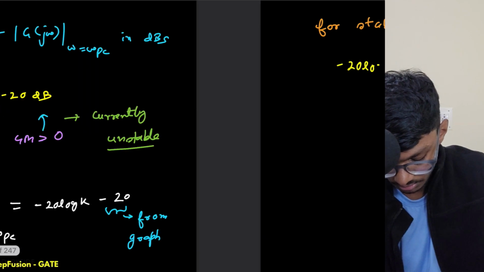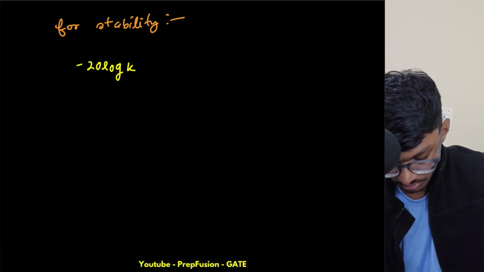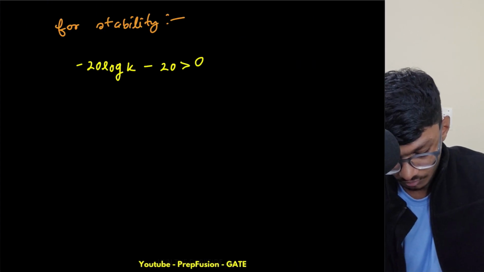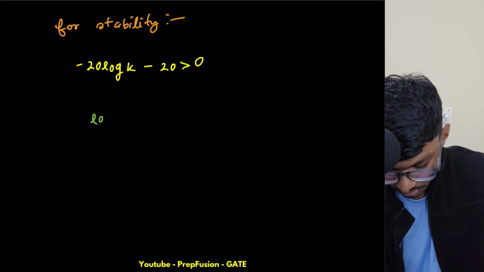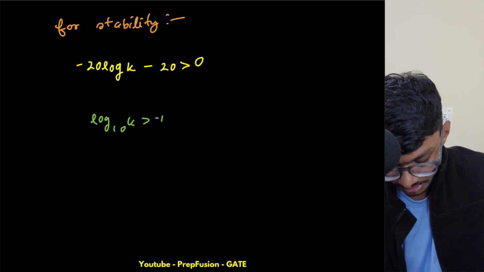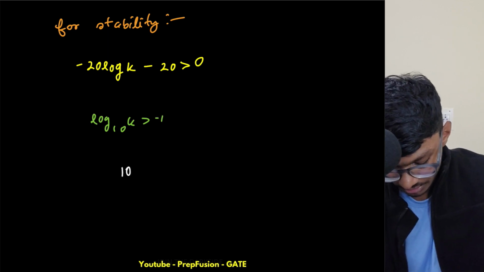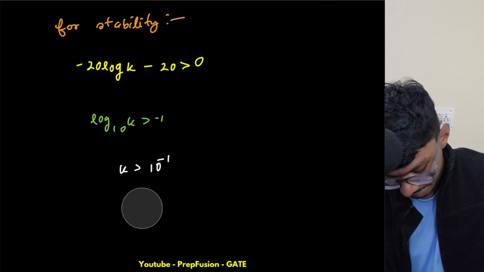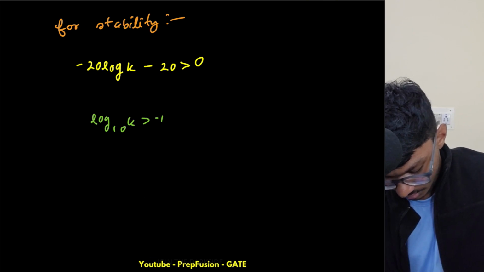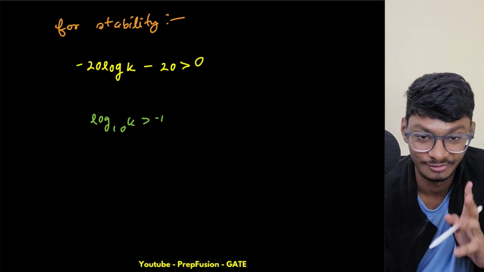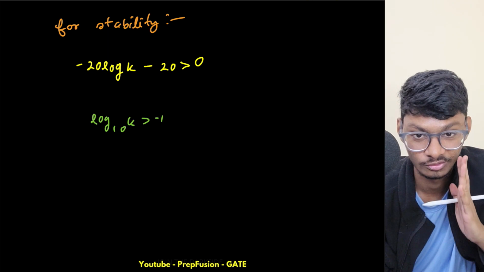Minus 20 log k minus 20 should be greater than 0 itself. So obviously log base 10 of k should be greater than minus 1 here. So this equation becomes k should be greater than 10 raised to minus 1, which is k should be, okay, what did I do wrong here? K should be greater than 0. Yeah, I was making the silliest mistake in inequalities.